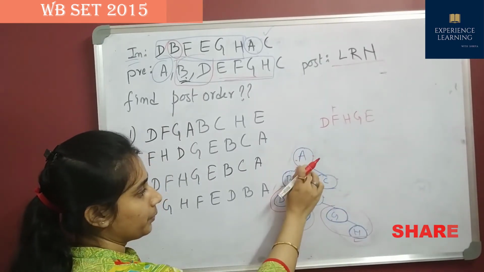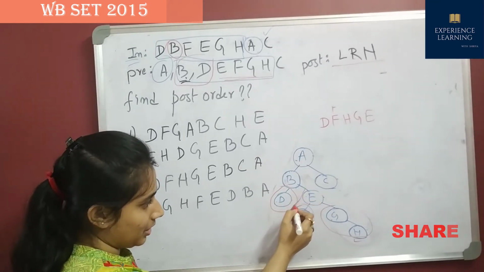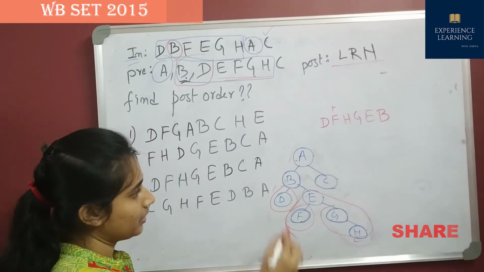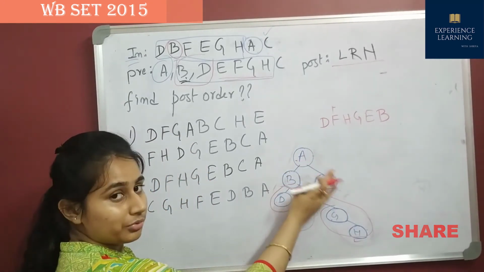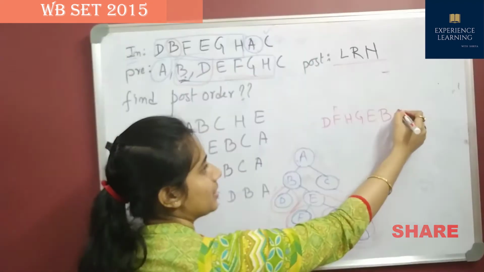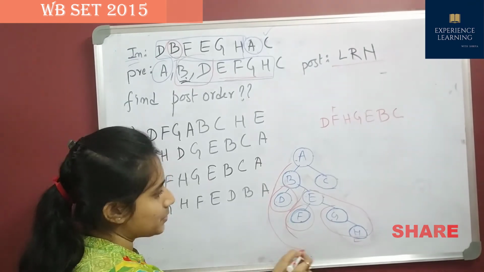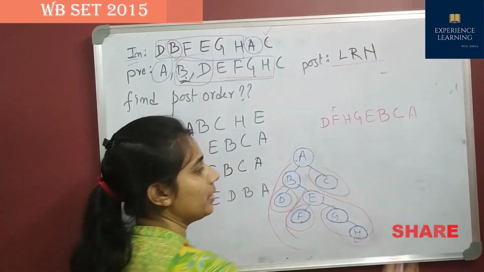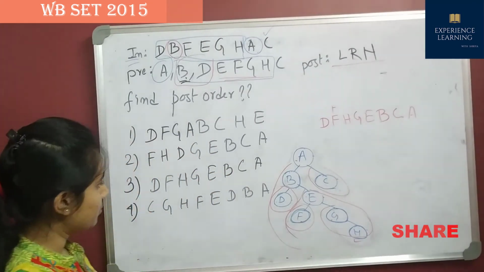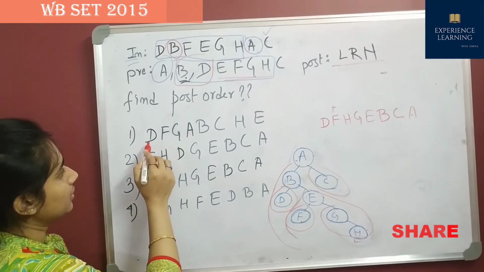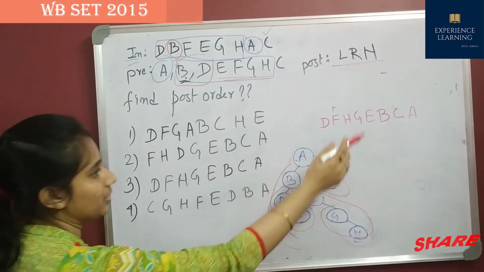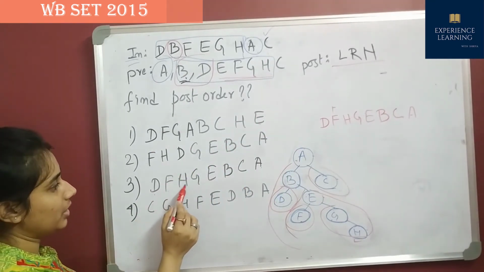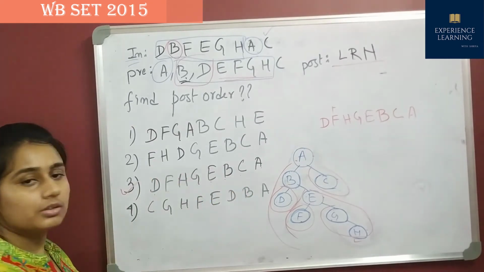Now B, because the left and right subtrees are already done, then B. Now the right of A is C. Now all the left subtree of A and the right subtree of A are done, and A will be printed. Now see which one is matched here. Just to confirm, it is D, F, H, G, E, B, C, A. So this will be the option.